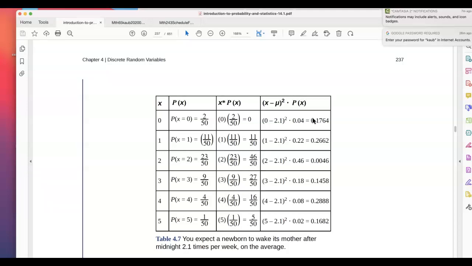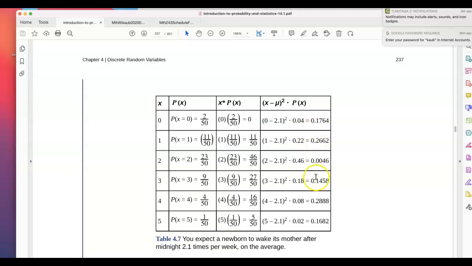So they went through the process of finding out x times p of x. They added these numbers up to get the total of 2.1. So they took 2.1 as your mean and did 0 minus 2.1 squared times 2 over 50, which is this decimal, and got a number. Did the same thing for this one, 1 minus 2.1 squared times 11 over 50, which is 0.22, and got a number.